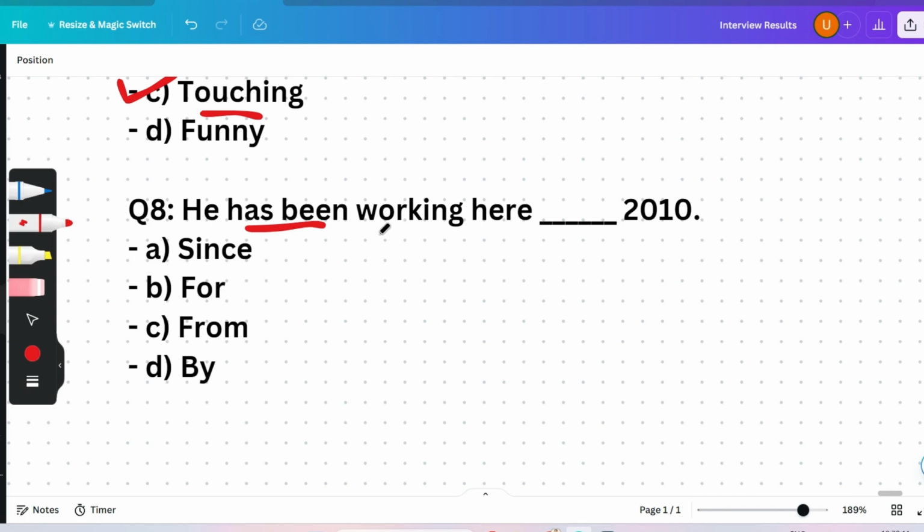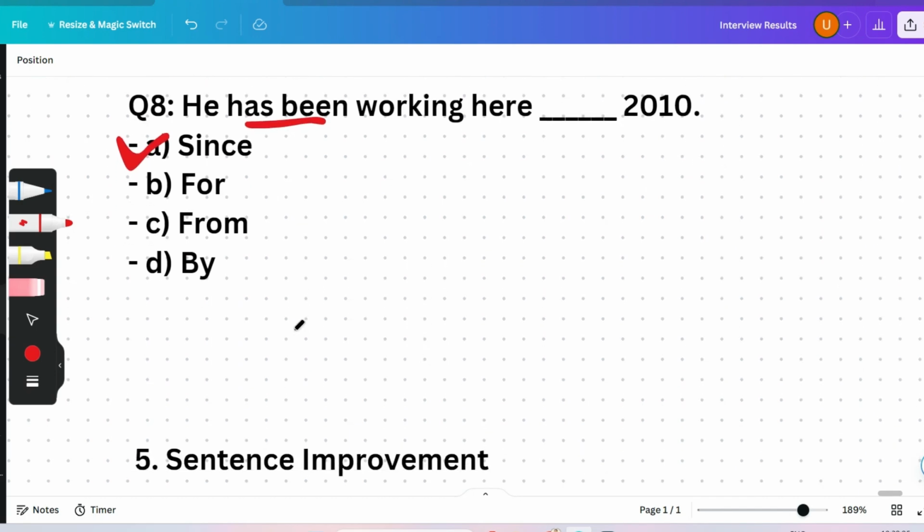So in case of present perfect continuous tense, most of the time since will be used to refer to the time, to refer to the duration. So he has been working here since 2010, okay. So I hope you understood.